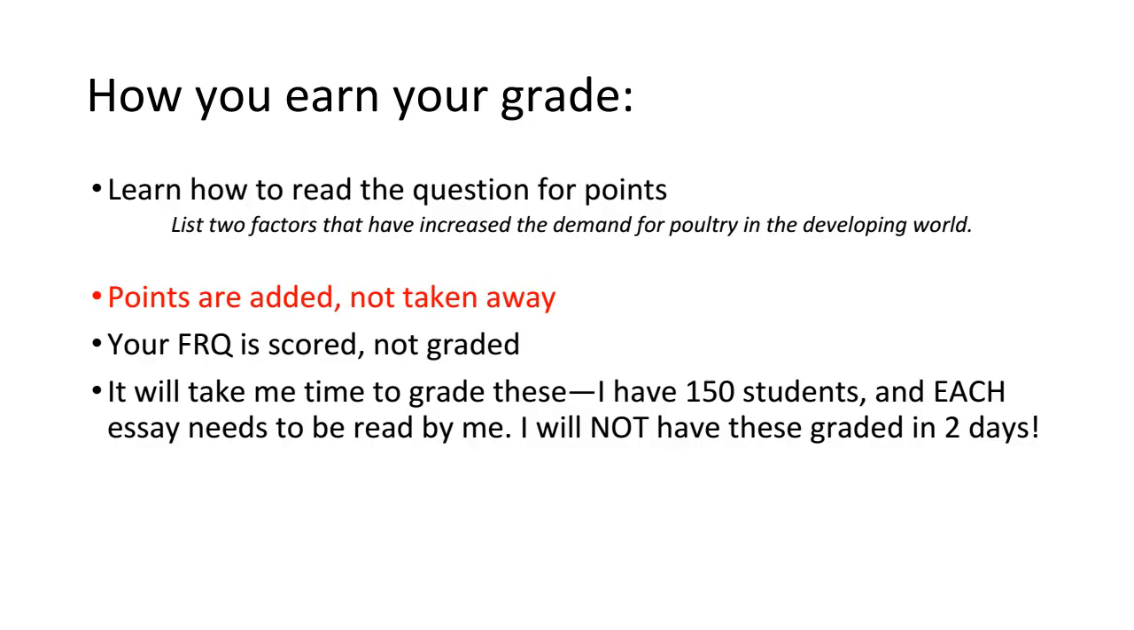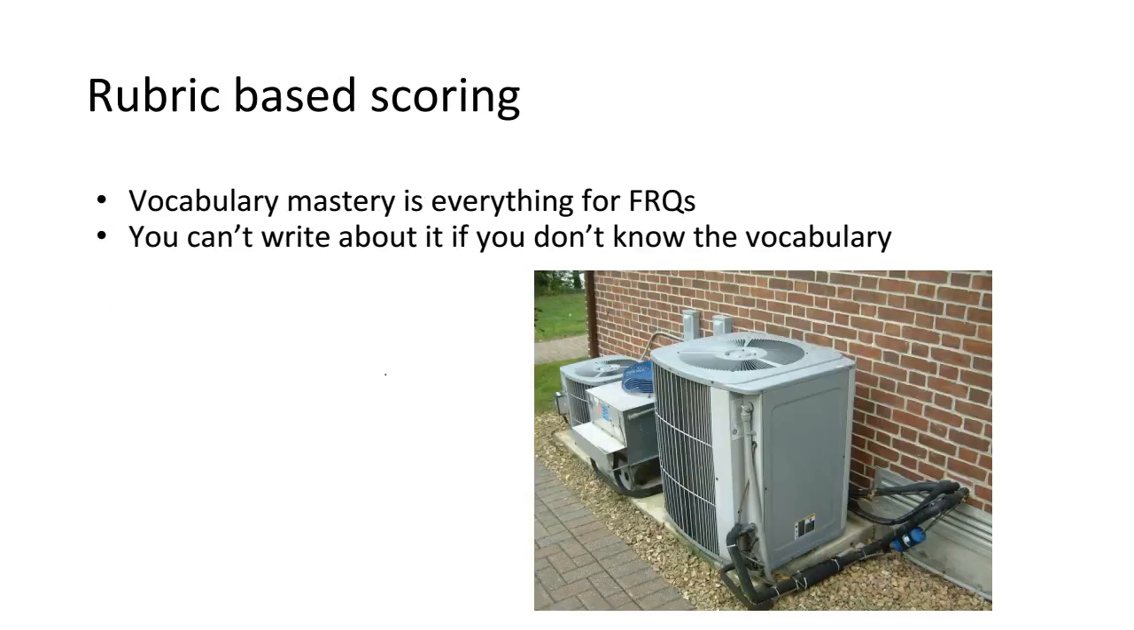Okay, so one thing to think about here, and I probably should have written this differently, not how you earn your grade, but how you get your score. You need to know that your FRQ is scored and not graded. So points are added and not taken away. You don't start at a 7 and then deduct points for answers that are wrong. You earn points for things that are correct. So you basically start at 0 points and points are added from there. That's also something to think about in this process.